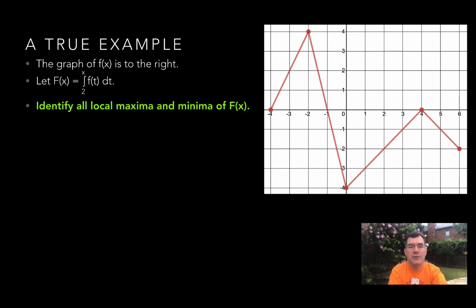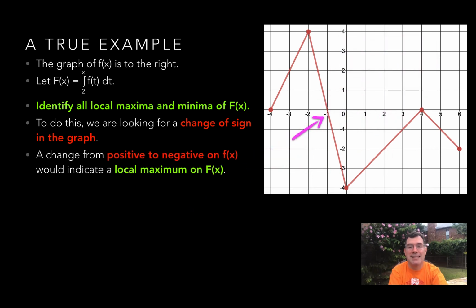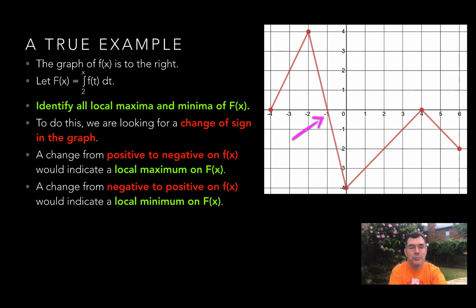So I need to, first of all, identify all the local maxima and the minima of capital F of x. What I'm going to do is remember that if there's a maximum or a minimum on capital F of x, there's going to be a change of sign in the graph. The derivative is going to go from positive to negative or negative to positive. I see that there is a change from positive to negative on the graph at -1, which means that there's going to be a local maximum on capital F of x at the same x value.